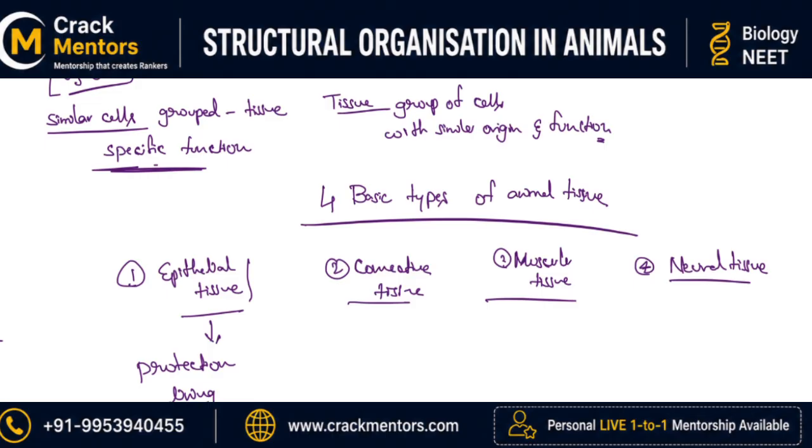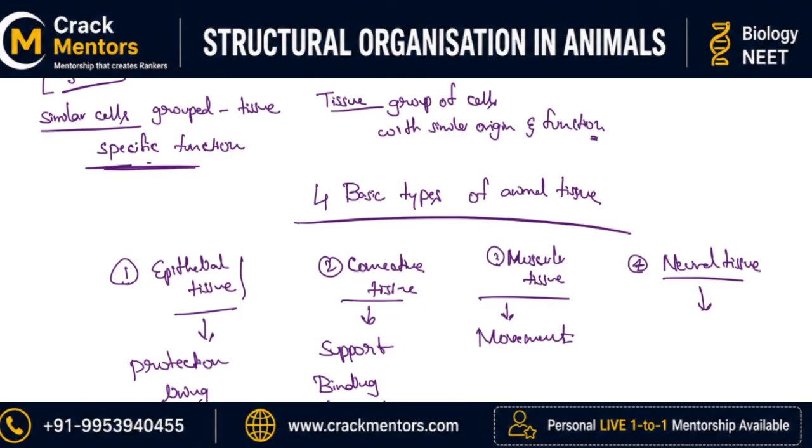The major function of epithelial tissue is to provide the lining, protection and absorption. Coming to the connective tissue, it helps in support, binding and transport. The major body things like the blood and bone will come under the connective tissue. The major help of the muscular tissue is in movement and locomotion. Coming to the neural tissue, it helps in the coordination of different organs and also in impulse conduction.